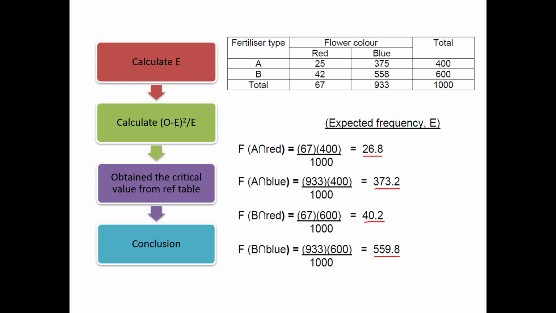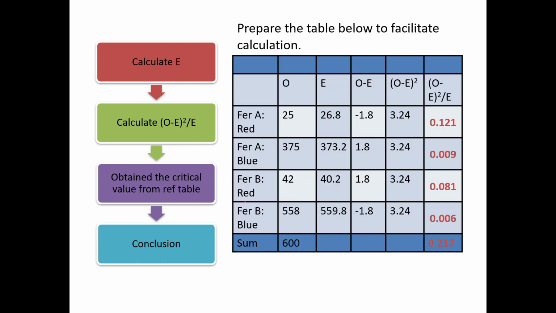So let's move to the next step, which is to calculate the difference square, the difference between observed frequency and the expected frequency square divided by the expected frequency. I will encourage you to produce a table just like this to help in your calculation. So fertilizer A producing red colored flower, fertilizer A producing blue color flower, fertilizer B producing red color flower, and fertilizer B producing blue color flower. So these are all the observed frequencies. So you just copy and put it down. The sum is 600 samples. And these are the expected frequency that you have calculated in the first step over here.